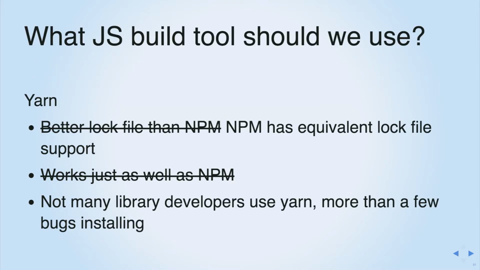But now we can look back at this decision and we've got more information. So now NPM has equivalent log file support to Yarn, so that reason for choosing Yarn over NPM has gone away, and the assumption that we made that Yarn was going to work as well as NPM turned out to be not quite true, because not as many JavaScript developers use Yarn as NPM. We found when we were upgrading versions that we encountered a few bugs where stuff refused to install and gave highly cryptic error messages. And the JavaScript library developers just don't care about this much because most of them use NPM, so they're not going to go out of their way to fix bugs in something that they don't use.